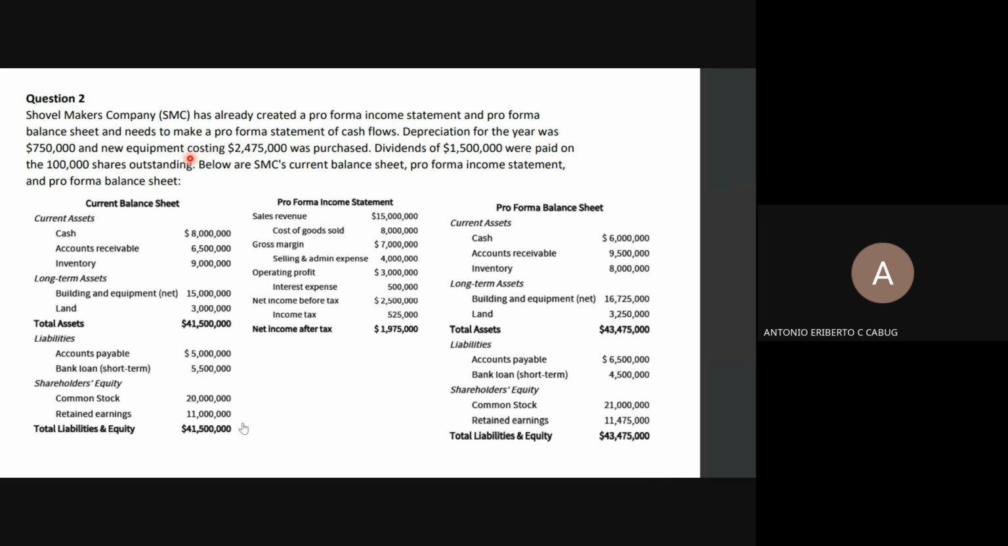Shovel Makers Company, SMC, has already created a pro forma income statement and a pro forma balance sheet and needs to make a pro forma statement of cash flows. Depreciation for the year was 750K. New equipment costing 2,475,000 was purchased. Dividends of 1.5 million were paid on the 100,000 shares outstanding. Below are SMC's current balance sheet, pro forma income statement, and pro forma balance sheet. I'll give you 1 minute more to finalize your answers.